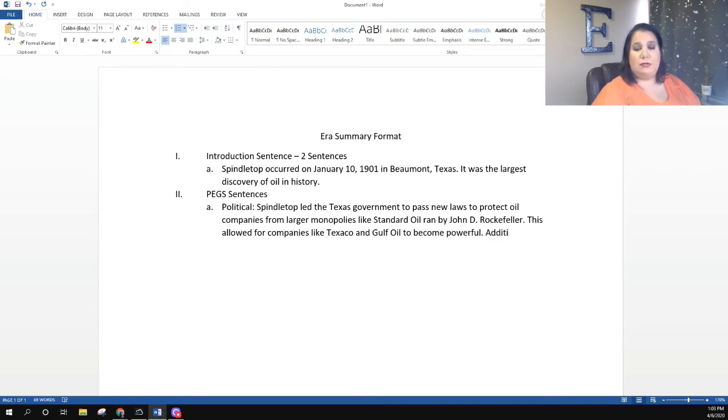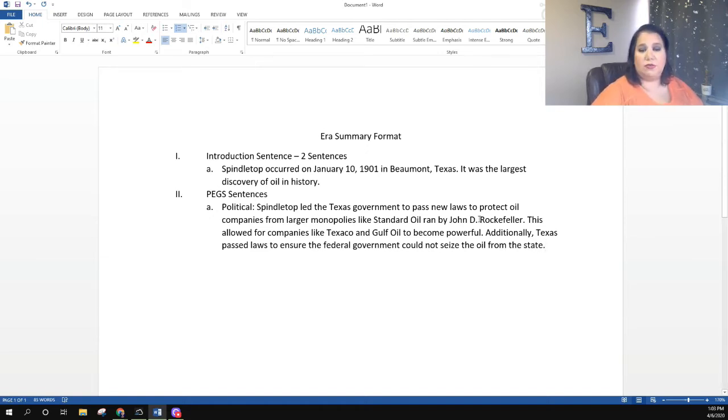Additionally, Texas passed laws to ensure the federal government could not seize the oil from the state. Alright, so that's your political. We just got ourselves 1, 2, 3 sentences. So we're at 3 sentences.